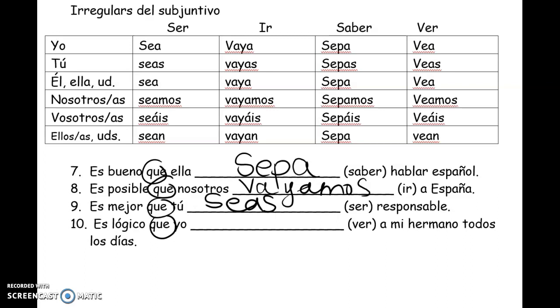And number 10, es lógico que, there's my que, ver for yo, vea. It's logical that I see my brother every day. So there are some examples with irregulars.